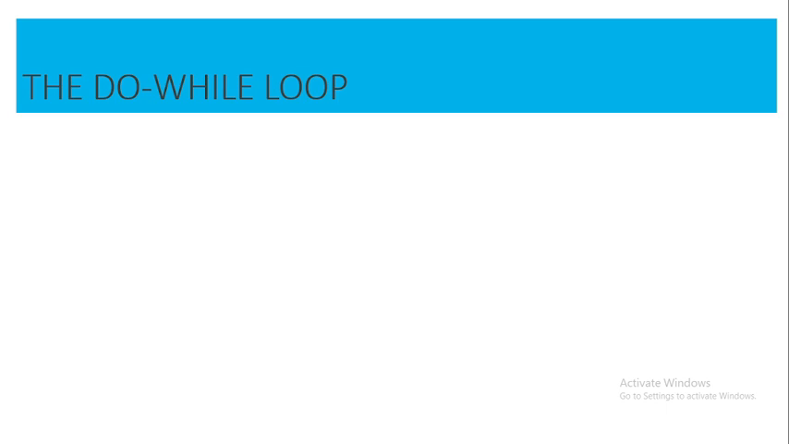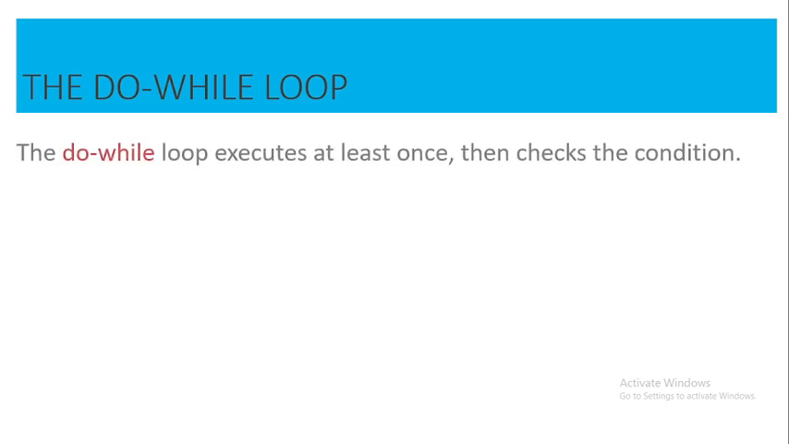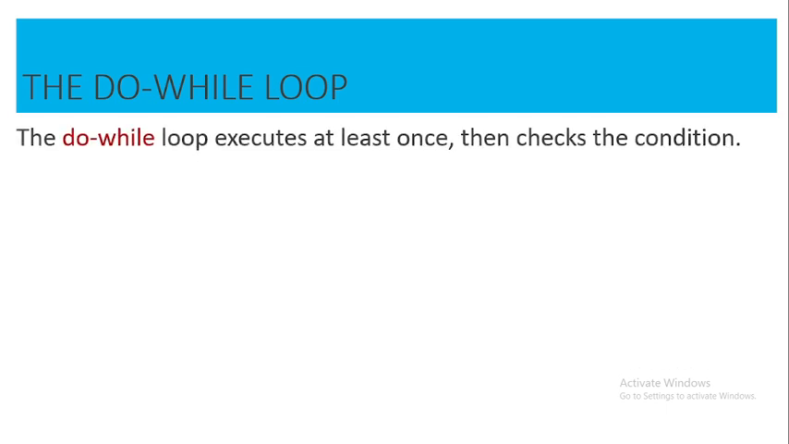Then the do while loop. The do while loop executes, that is, runs at least once, and then checks the condition. With the while loop, the condition is checked first and then the code runs. The for loop is also the same thing: the condition is checked first and then the code runs. But under the do while loop, the code runs at least once and then the condition is checked.